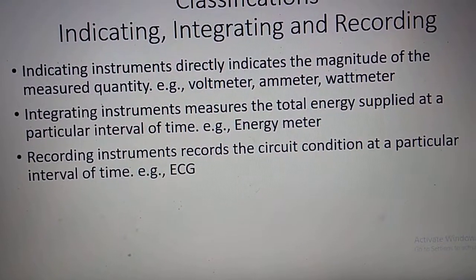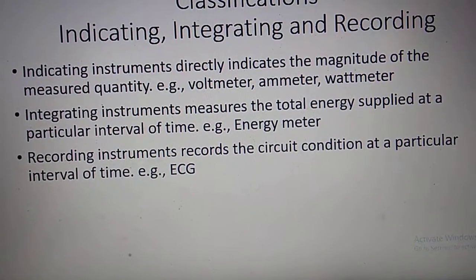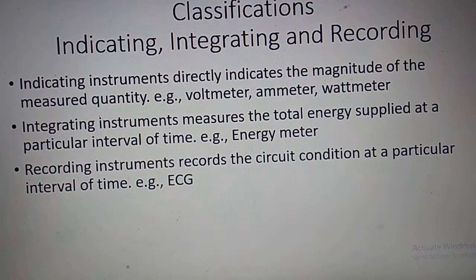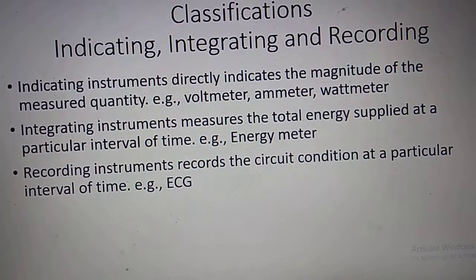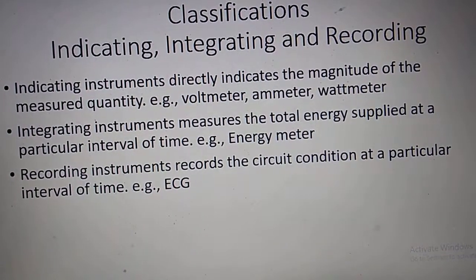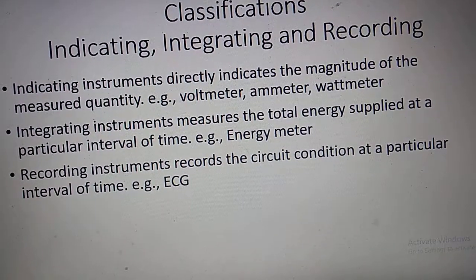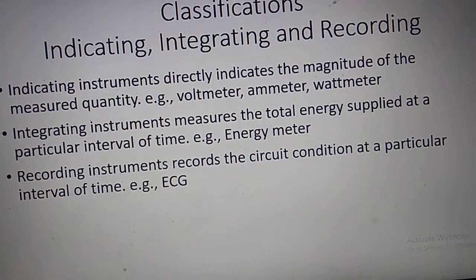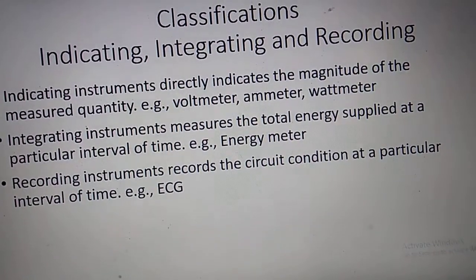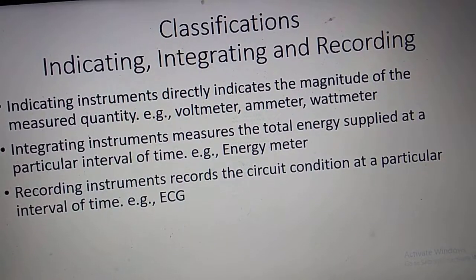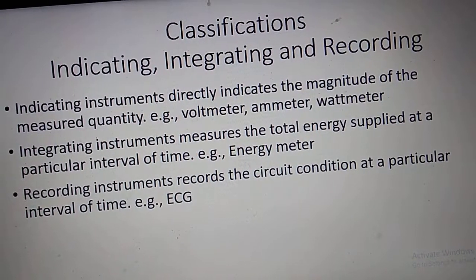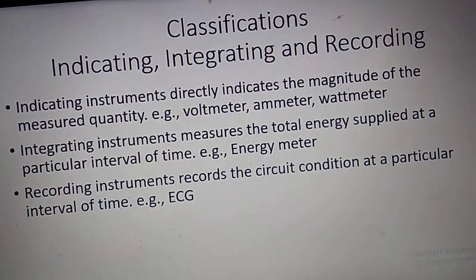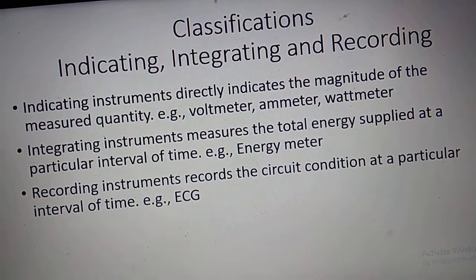It records the total energy being measured. Suppose it has to measure the total energy used for 30 days, for 1 month. For the first day, some energy being used is measured. For the second day, the total energy used for that day is measured and is added to the first day's energy. This goes on integrating the total energy being used for 30 days. So that is the purpose of integrating instruments. Integrating instruments generally measure the total energy supplied over a particular interval of time.